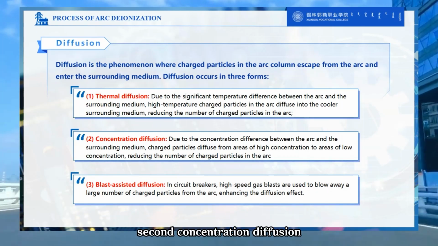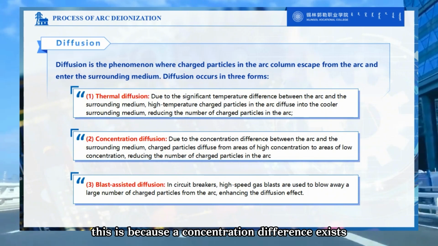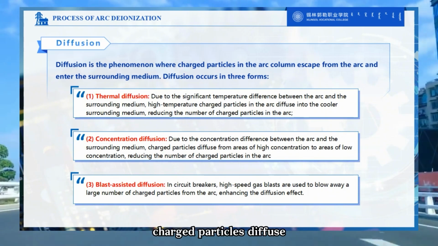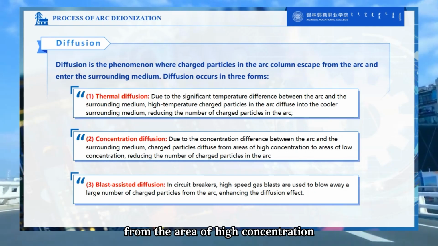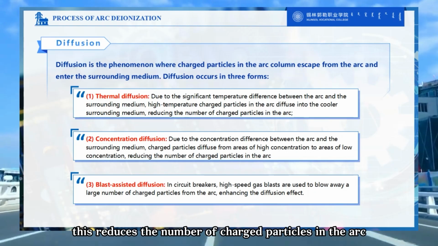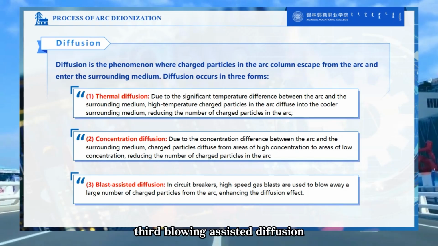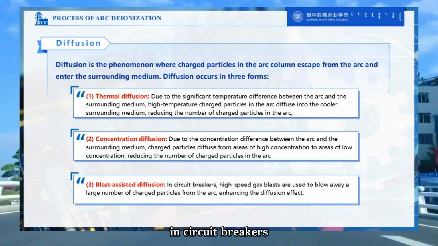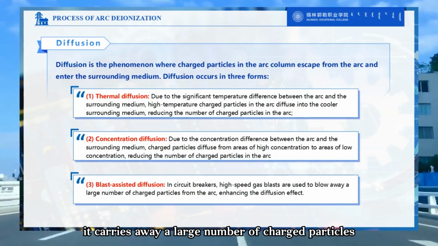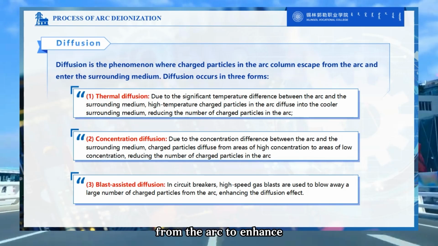Second, concentration diffusion. This is because a concentration difference exists between the arc and the surrounding medium. Charged particles diffuse from the area of high concentration to the area of low concentration. This reduces the number of charged particles in the arc. Third, blowing-assisted diffusion. In circuit breakers, high-speed gas blast is used to blow the arc. It carries away a large number of charged particles from the arc to enhance the diffusion effect.